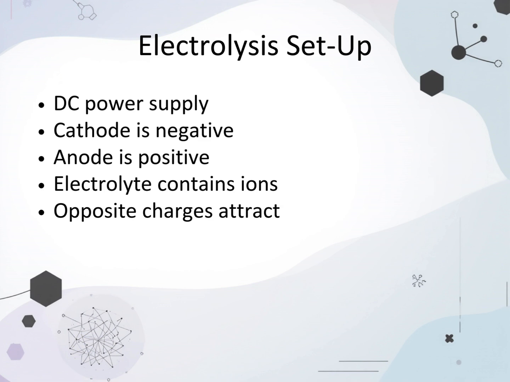Now here's the rule that you must remember. Positive ions go to the negative electrode and negative ions go to the positive electrode. This is because opposites attract. That rule alone will get you marks in almost every electrolysis question.